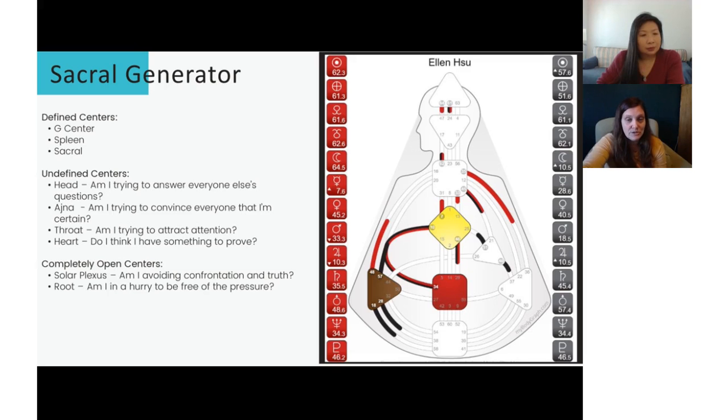And then the throat, you do have some activations. This is the heart center here. And then your solar plexus and your root are both completely open. So first I'm going to go through the ones that are undefined.